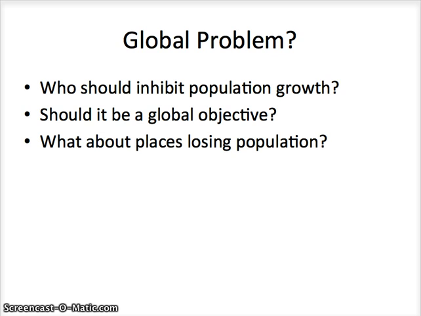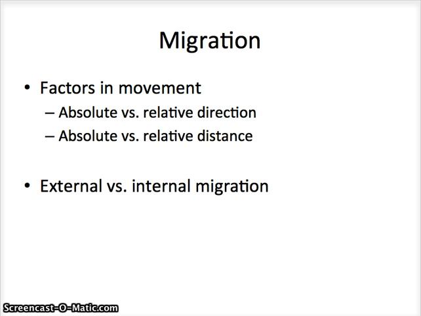Now I mentioned that there was one factor that played a huge role in population other than births and deaths, and that's migration. So there are a few terms I want you to be familiar with: migration, absolute and relative direction, and absolute and relative distance. And these will sound very similar to absolute and relative location, one of the 5 themes that we talked about at the beginning of the semester.